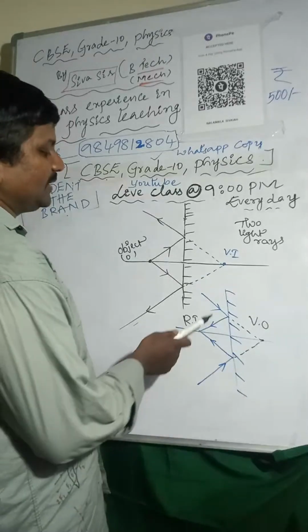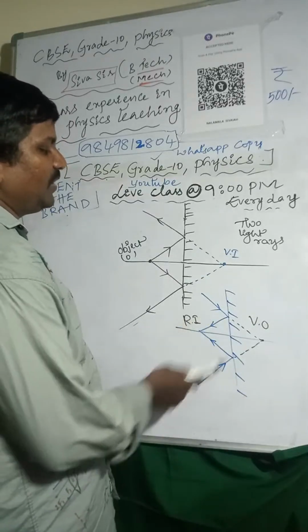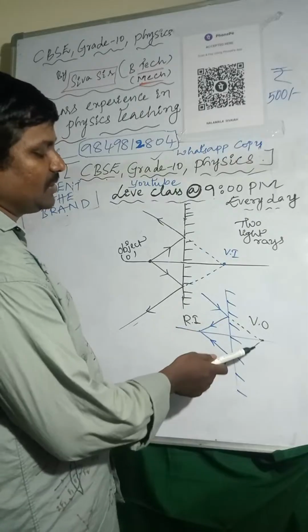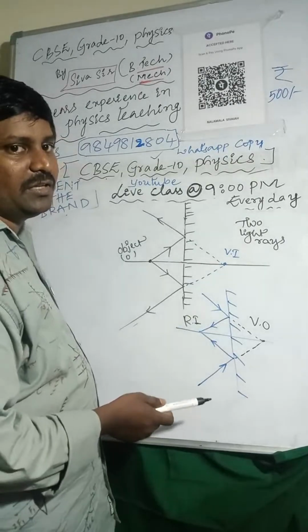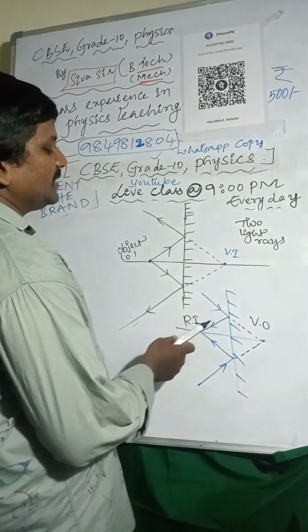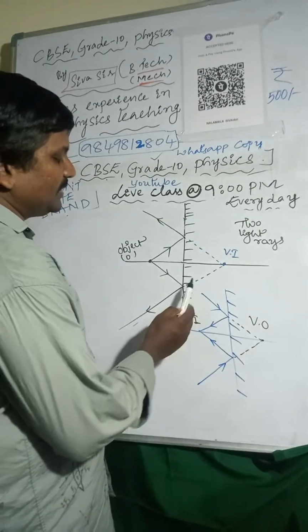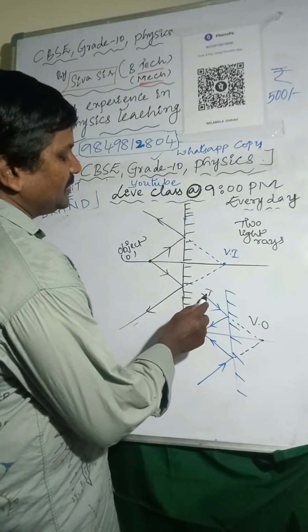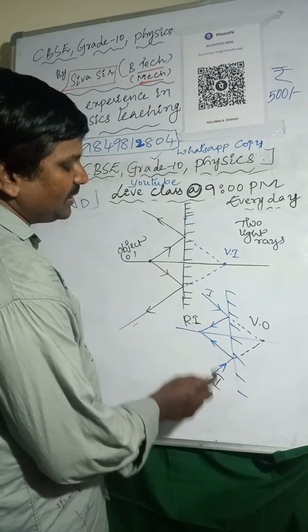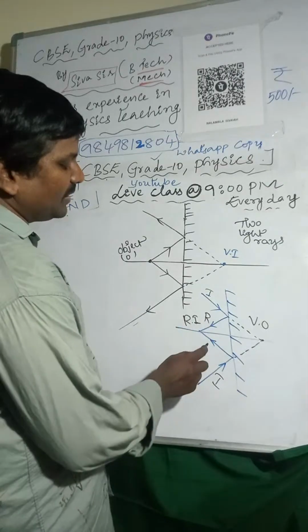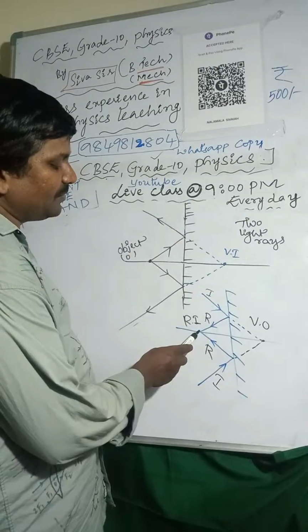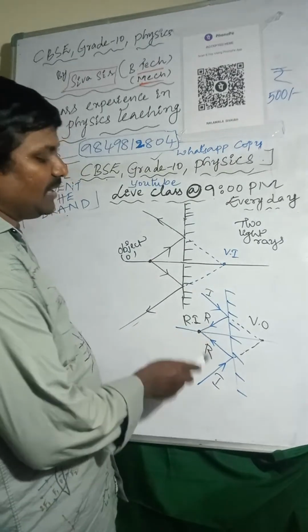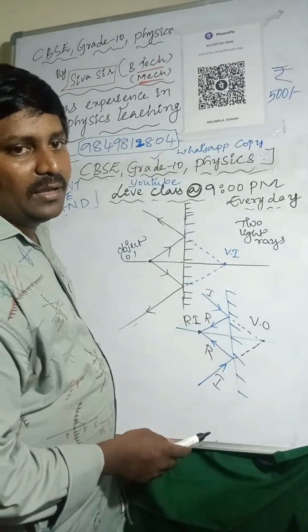The point of intersection of incident light rays is called virtual object. The point of intersection of reflected light rays. So this is the incident ray, this one is the incident ray, and this one is the reflected ray. Okay, so these reflected light rays are meeting at one point here.